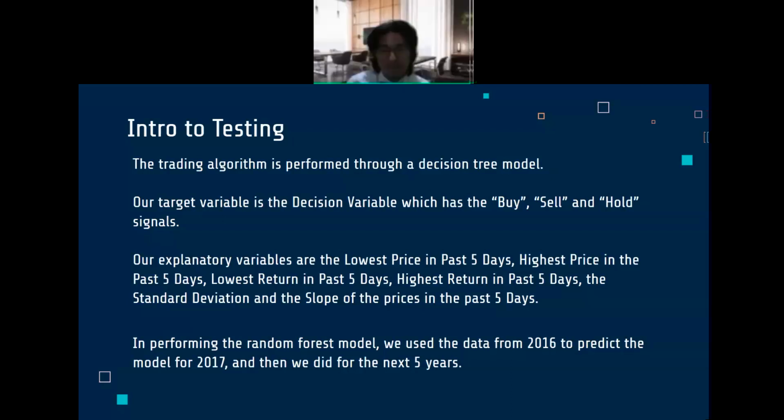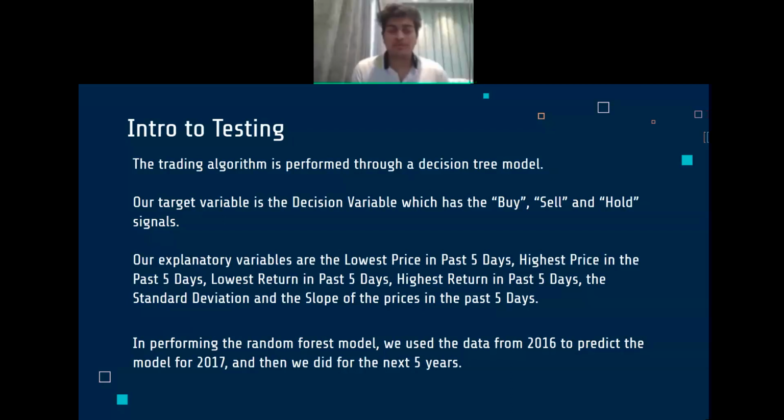So in performing this random forest model, we used the data from 2016 to predict the model for 2017 and so on. So we had the data for 2017 and then predicted 2018 for the next 5 years.